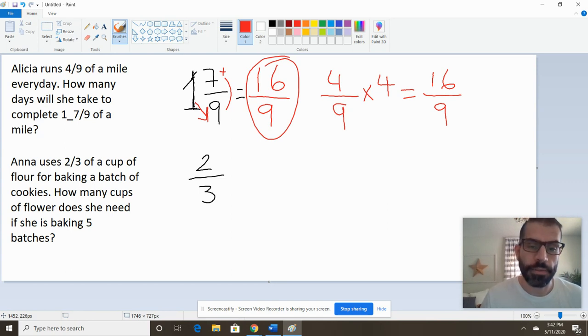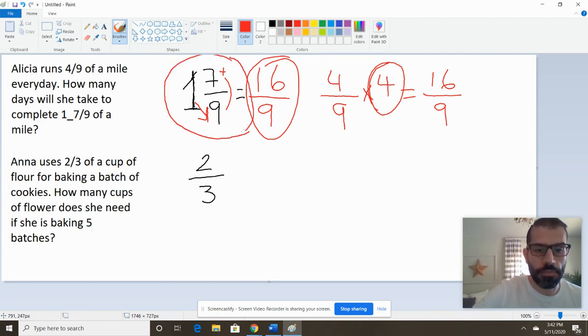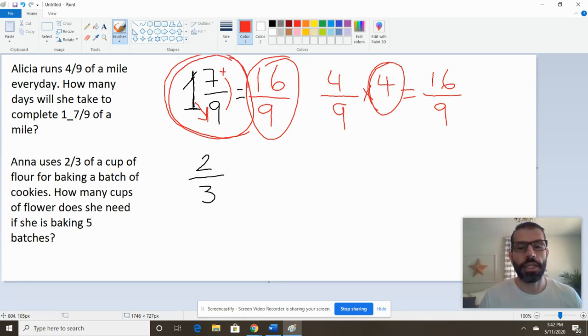And then we go back to our problem, and the question is, how many days will she take to complete 1 7/9? Well, the number of days that she will take is 4. So the statement for that problem will be 4 days, 4/9 every day. So we're making 4 groups of 4/9, and that will give us 16/9, which we previously changed from this mixed number 1 7/9. So Alicia will take 4 days to run 1 7/9 of a mile.